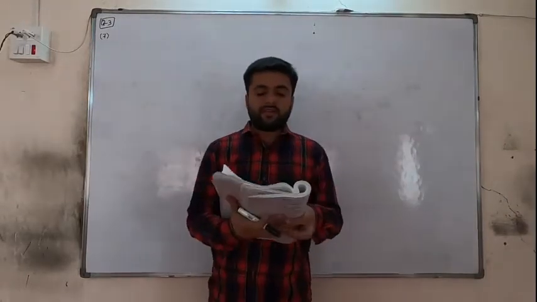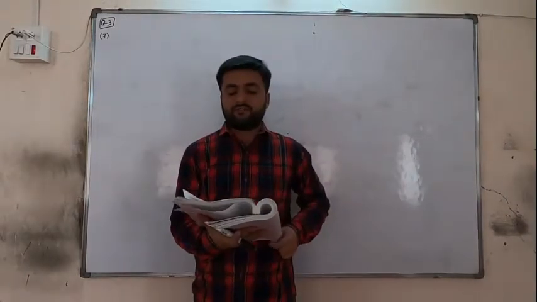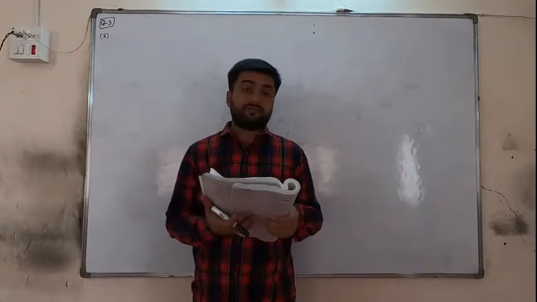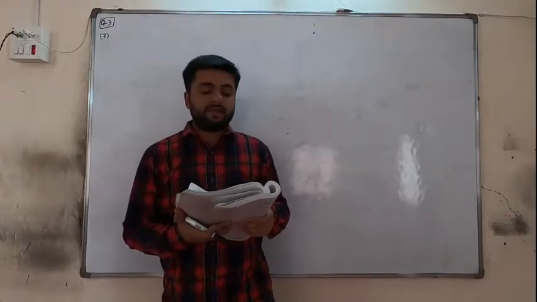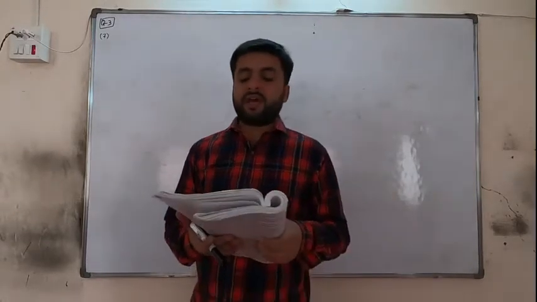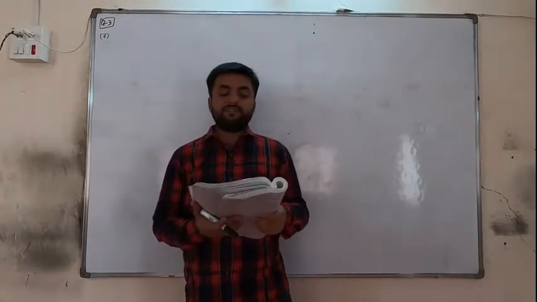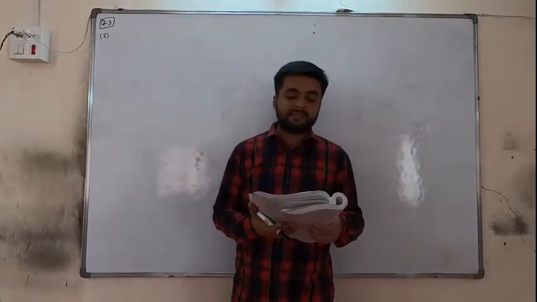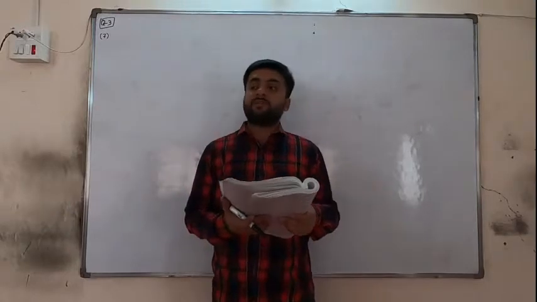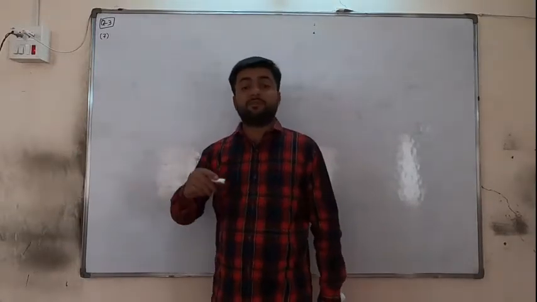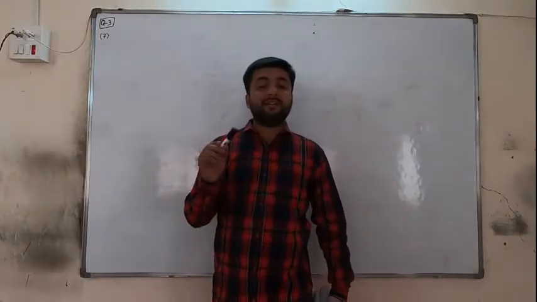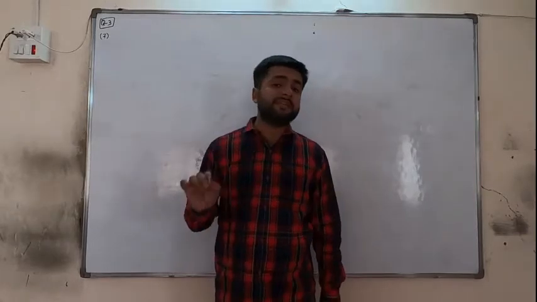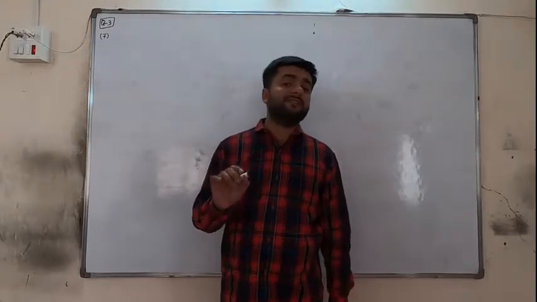A, B, C are partners sharing profit and loss in the ratio of 20%, 40%, 40%. They admitted D as a new partner for 1/8 share of profit. D receives his share from B and C in the ratio of 3 is to 2. Now see, there are 3 partners, the 4th partner is the new partner, and he is receiving his share from B and C, so A is not sacrificing here.